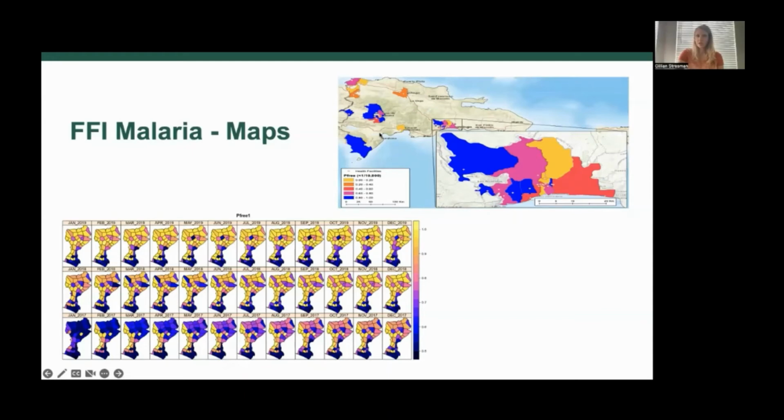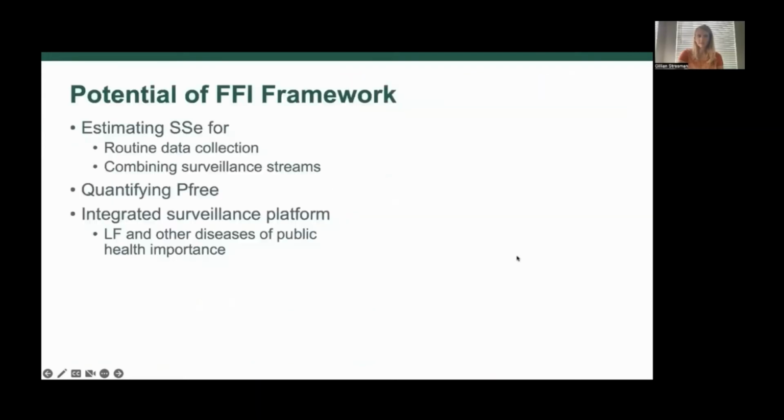We can also look at the heterogeneity on a more local scale. So this is work in the Dominican Republic, where we can see that across the country and even within the capital city, there's quite a heterogeneous distribution of the likelihood of achieving elimination.